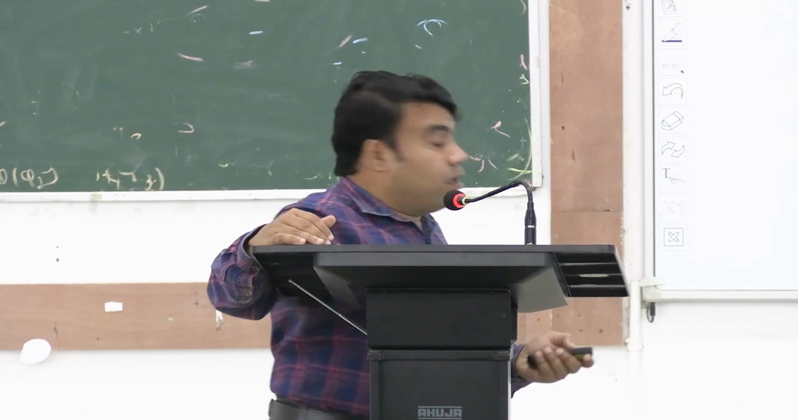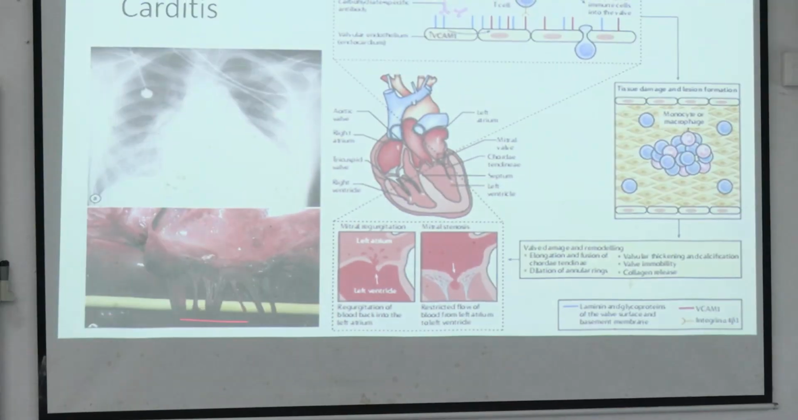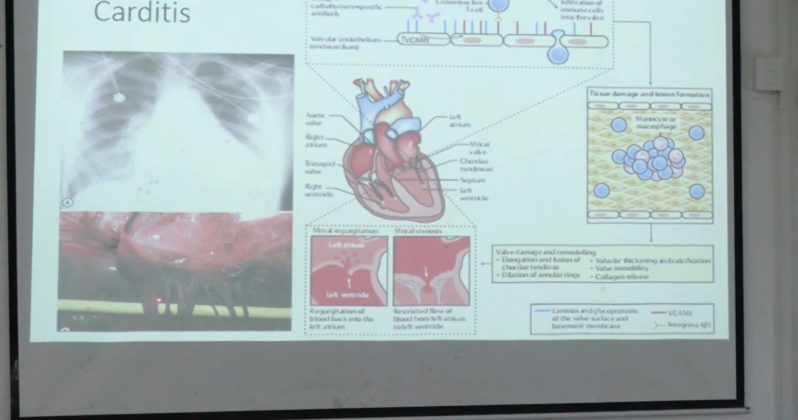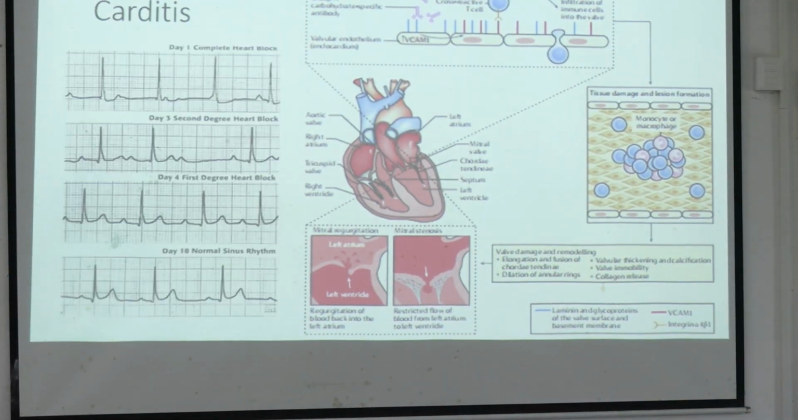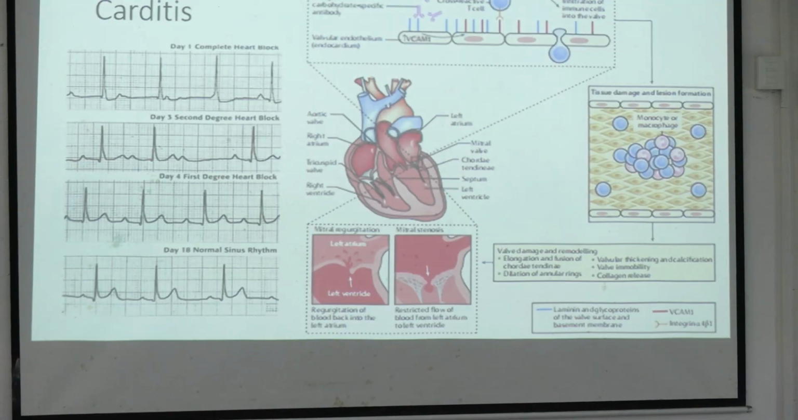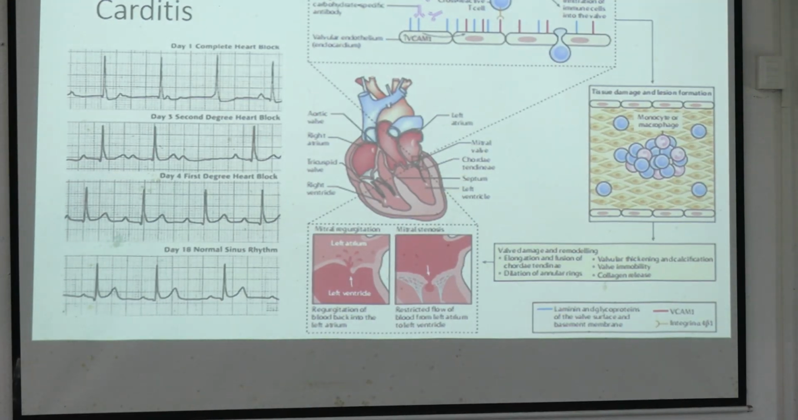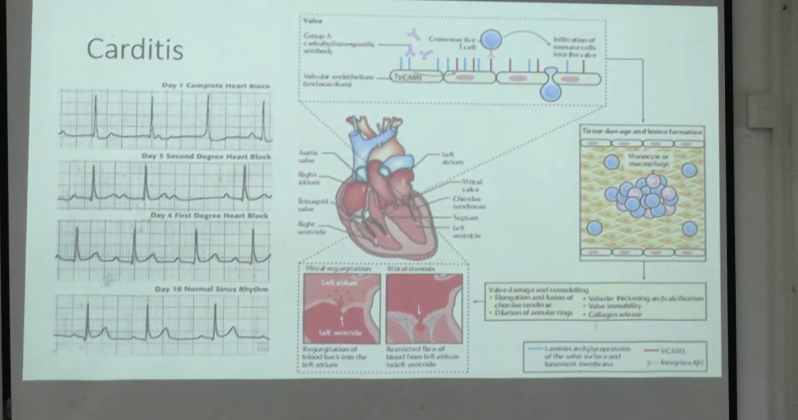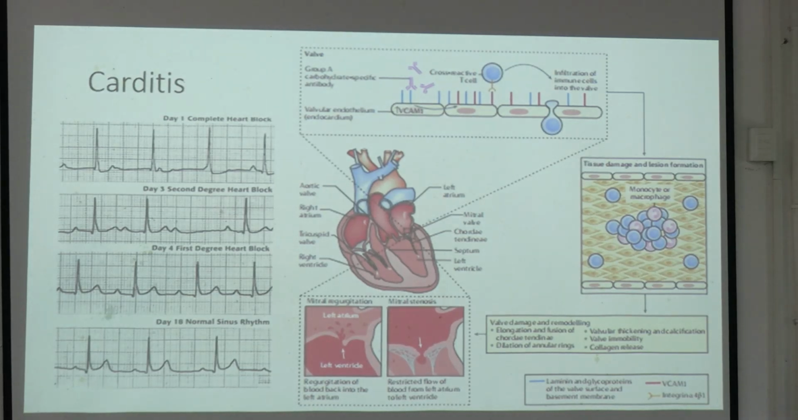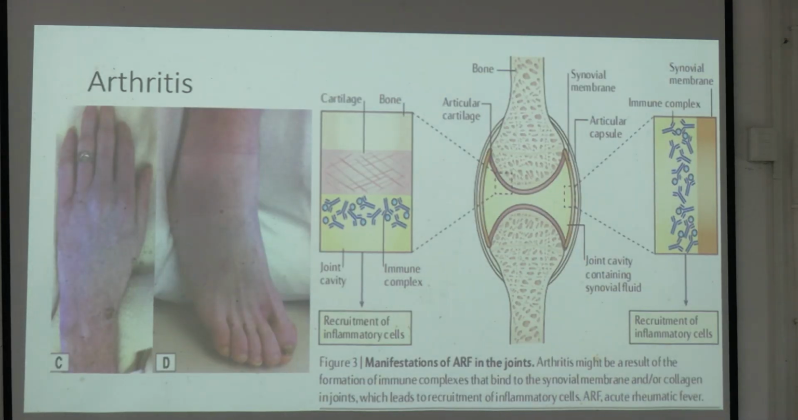Okay. And you can see in cut sections, the chordae tendineae are affected, hence leading to valve regurgitation. The next thing is, it can affect the conducting cells of the heart, thereby leading to what is called heart block. It could be a first degree or second degree or a complete heart block, and other changes in the ECG.